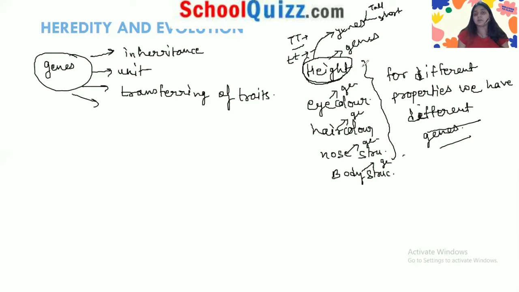It means for a property, genes in a pair. Okay, it means two forms. Let's take an example, so it will be clear for you.